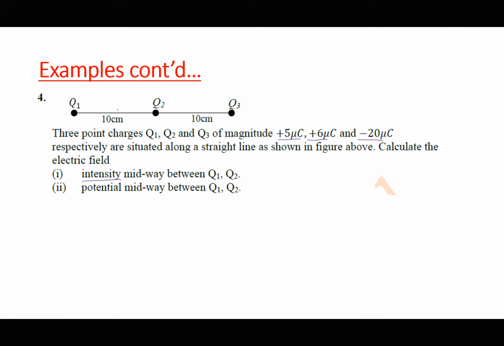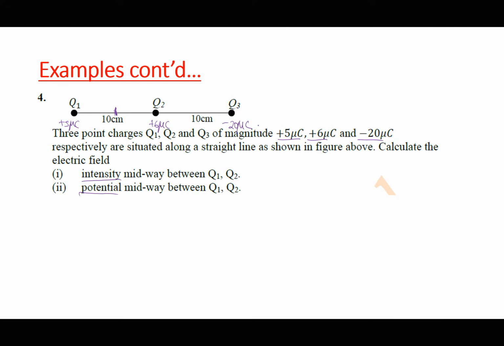So we want E. This time we want E. It is good we are going to find E and potential at the same time, so we compare. E is a vector quantity, the signs will help me to tell the direction of E. So this is +5 microcoulombs, this is +6 microcoulombs, and this is -20 microcoulombs.